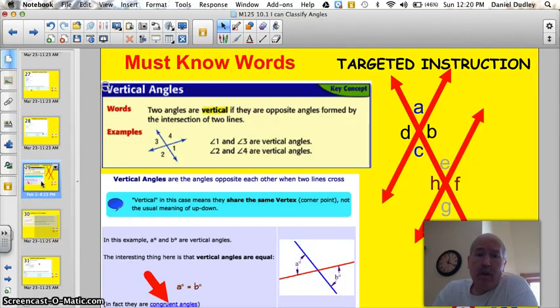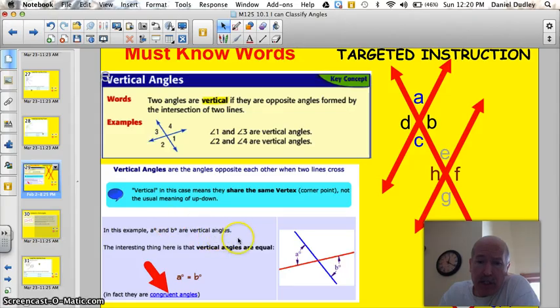Sorry. Vertical angles is the word I mentioned. Two angles are vertical if they are opposite angles formed by two intersecting lines. Like here, this line and this line intersect. And so we have angles 1 and 3 are opposite angles or vertical angles. And they're going to be equal in measure, just like 2 and 4. They're opposite and they are equal.